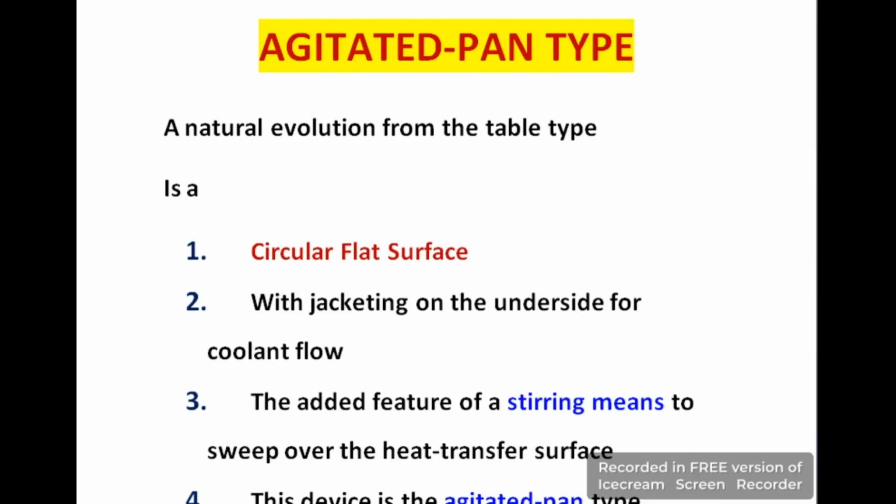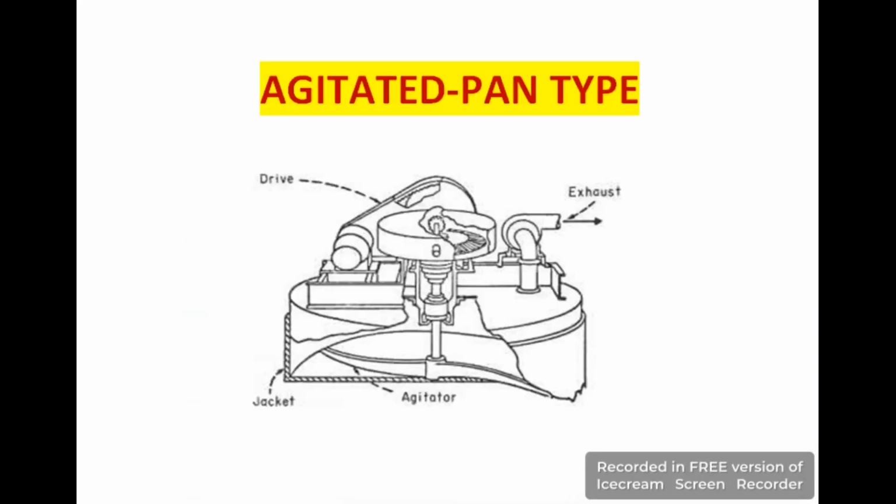Next are agitated pan type heat exchangers. It is a modification or revolution of the table type heat exchanger. According to construction, these are also simple, consisting of a circular flat surface, and also jacketing is provided at the bottom of that flat surface. Here you can see an agitated pan type heat exchanger. At the bottom of that exchanger, an agitator is provided. Also a jacket is provided, and these types of heat exchangers are used for solid heat transfer.